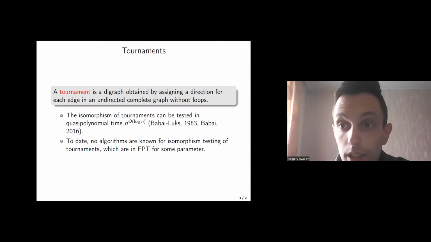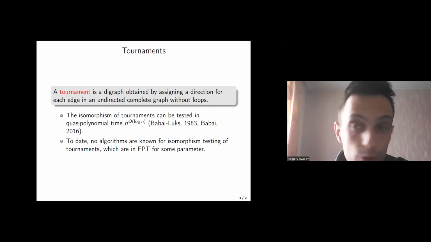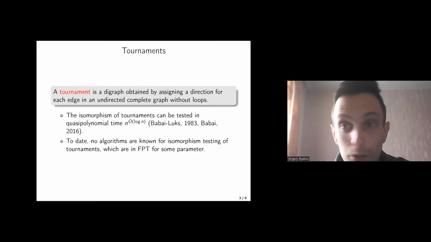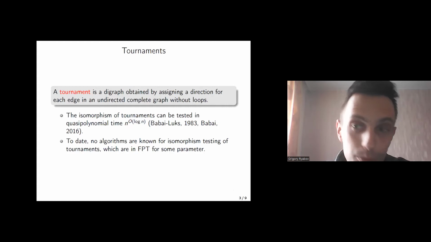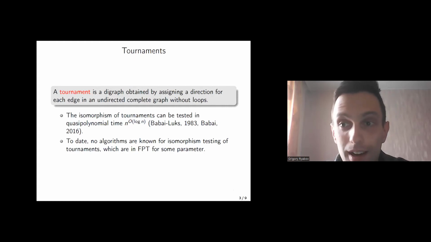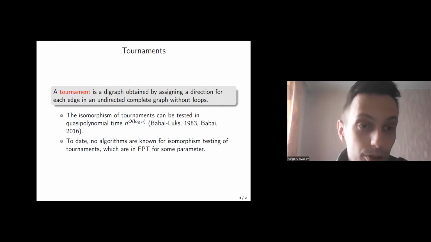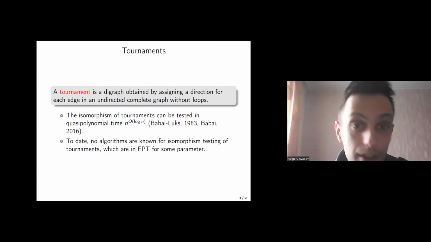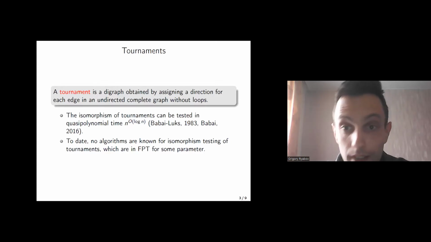Our second key notion is the well-known notion of a tournament. I'm sure that everyone here knows what it is, but to make the talk self-contained, I will recall the definition. A tournament is a digraph obtained by assigning a direction to each edge in an undirected complete graph without loops.